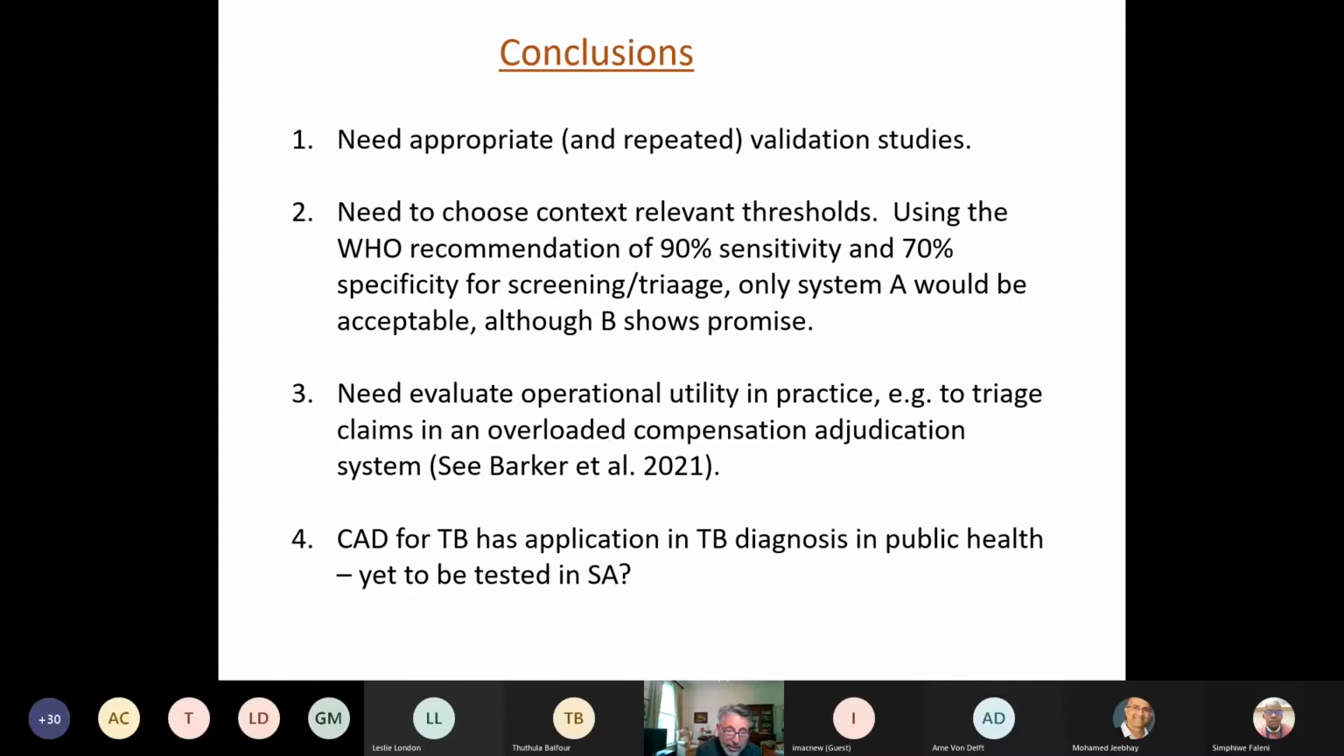And we talked about occupational setting. I'm not aware of the use of CAD in the general public health setting for TB diagnosis. May be coming, yet to be tested. So a lot more to do.